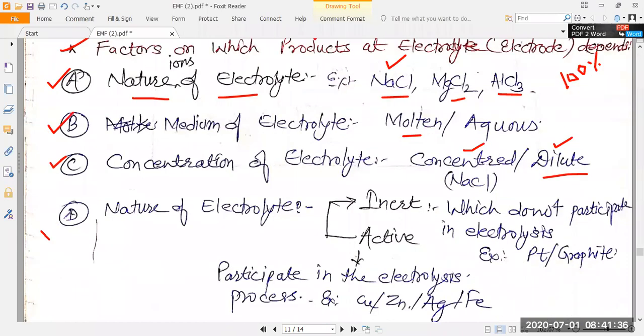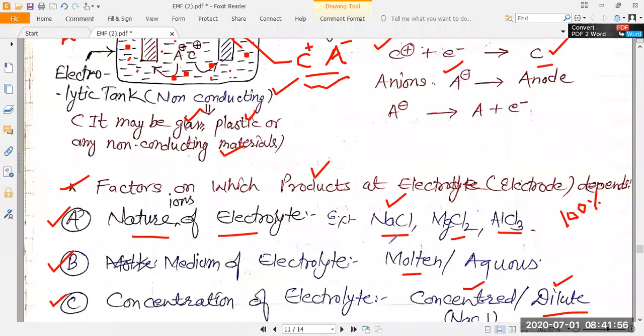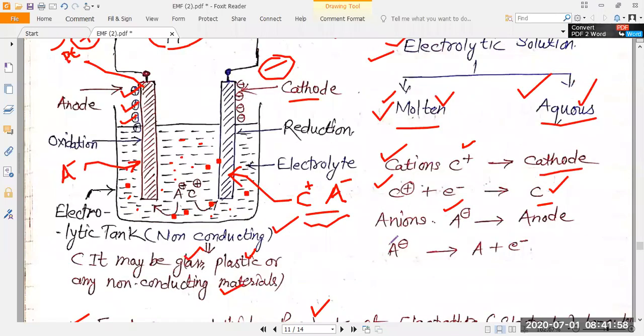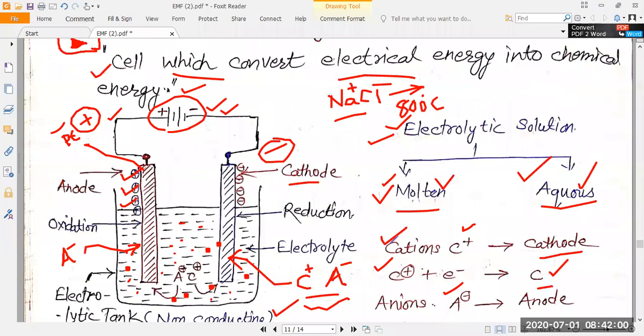Next is nature of electrode. This is the nature of electrode, not electrolyte. So there are two types of electrodes: first is inert electrode and second is active electrode. So what is inert electrode? Inert electrodes are those electrodes which do not react with the electrolytic solutions.